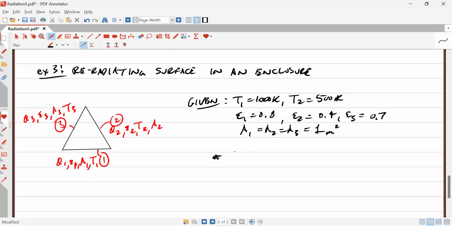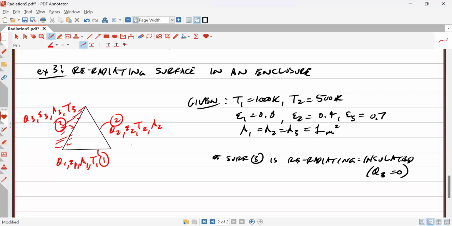So here's the key. We'll say surface 3 is re-radiating. So what does that mean? It's insulated. So that means essentially that Q3 is equal to 0. So in other words, you can think of surface 3 as having some insulation behind it. So we'll just put some hash marks here. All right, so there's no heat coming in the surface 3. Everything that comes in is basically bounced back out, either through emission or reflection.